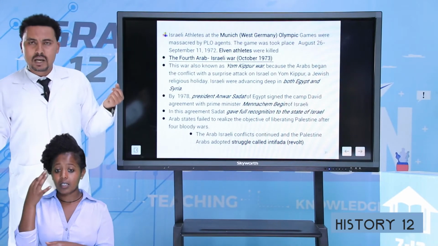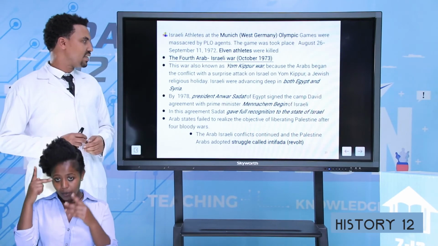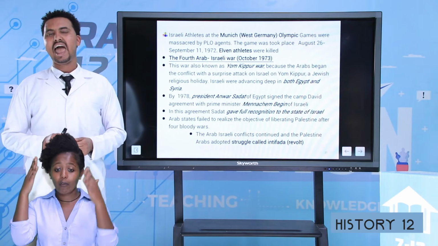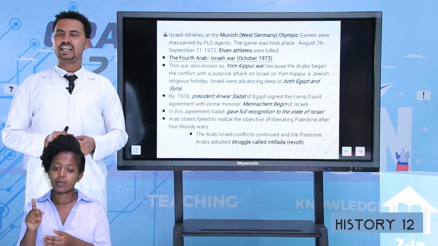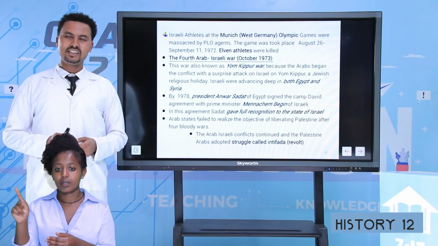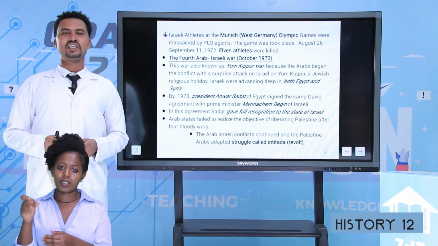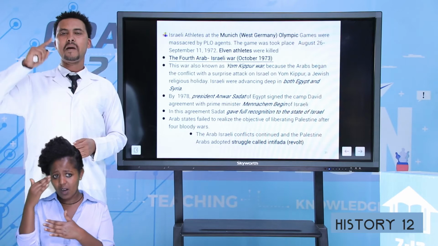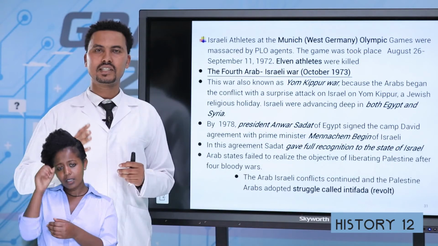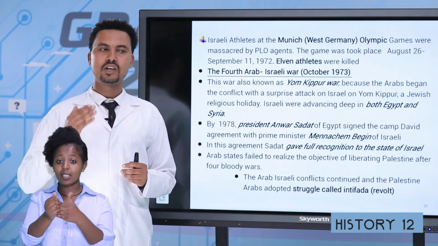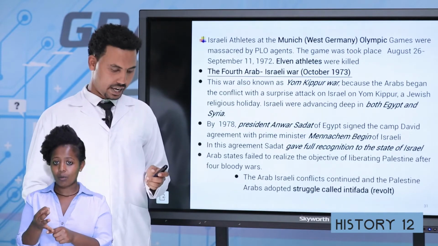In 1978, President Anwar Sadat of Egypt signed the Camp David agreement. Mind you, students, the Camp David agreement was in 1978. The first Arab leader to recognize the Jewish state was Anwar Sadat. He was the first Arab leader to recognize Israel.